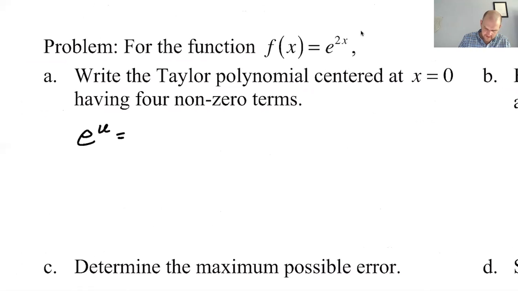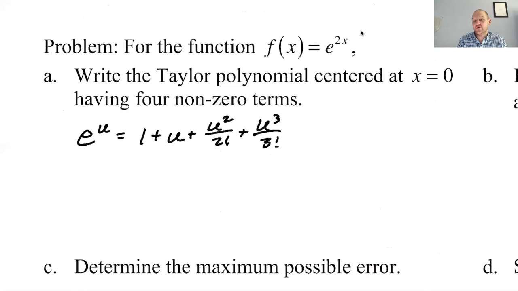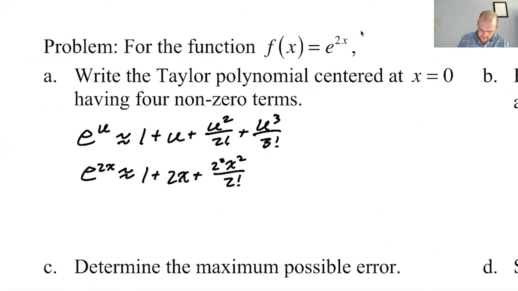e to the u is 1 plus u squared over 2 factorial plus u cubed over 3 factorial. So you might not know this yet. And also this is an approximation because it goes on forever. So I'm going to say it's approximately. So then e to the 2x is approximately 1 plus every u becomes a 2x. So it'll be 2x, and then 2 squared x squared over 2 factorial plus 2 cubed x cubed over 3 factorial.